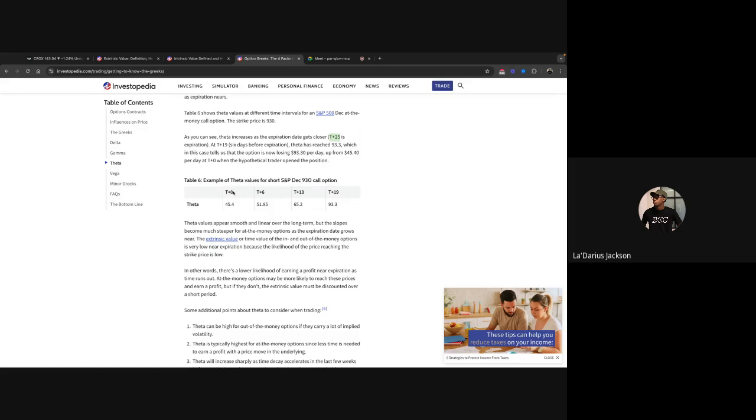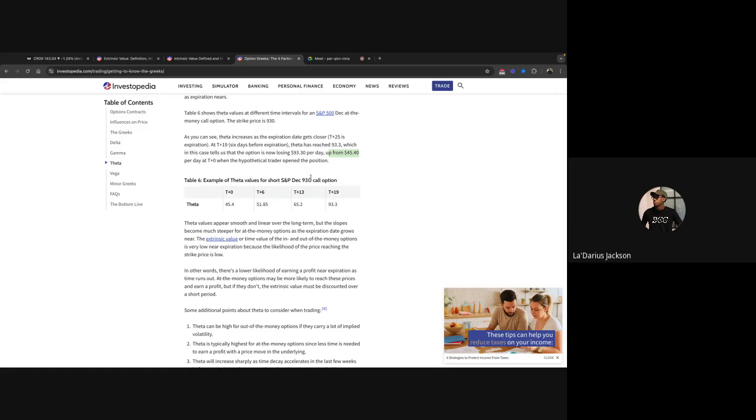T0 means we just opened the position, right? T6 means we're 6 days into it. 13 is 13 days. 19 is 19 days into it, right? So at the beginning, the theta value is 45.4. That means, like it says here, you're losing at this rate. As soon as you open it, you're going to be losing $45.40 per day if the contract stays at the same exact price. Right? This is $45 per day you're going to be losing.